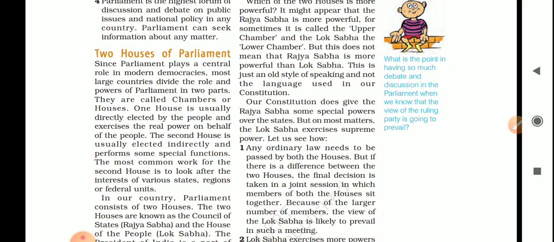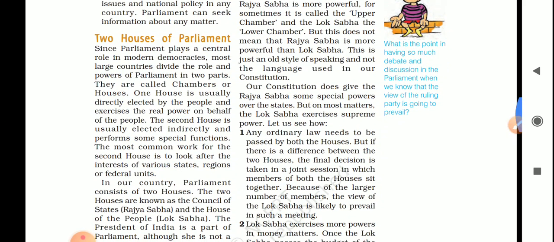Our constitution gives Rajya Sabha some special powers over the states. On most matters, the Lok Sabha exercises supreme power. Any ordinary law needs to be passed by both houses. But if there is a difference between the two houses, the final decision is taken in a joint session, in which, in total, we can say there are 28 states. According to this, we can say, Lok Sabha and Rajya Sabha.